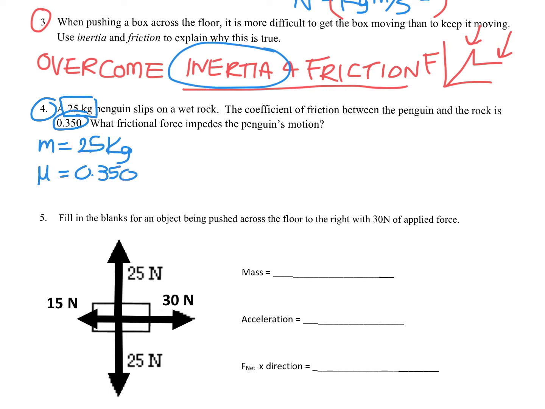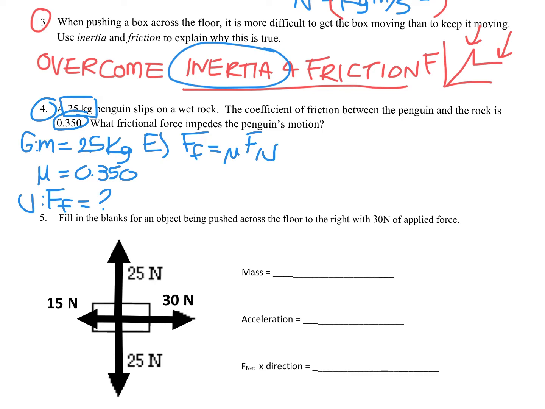We want to know what the frictional force is that impedes the penguin's motion. All right, so we're looking for the frictional force. So I've got my givens and my unknowns. All right, G and U. Perfect. Now, what equation am I going to use? Well, in order to solve for force of friction, I'm definitely going to want to use the force of friction equals mu, or the coefficient of friction, times normal force.